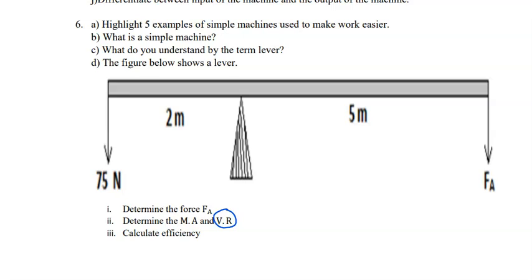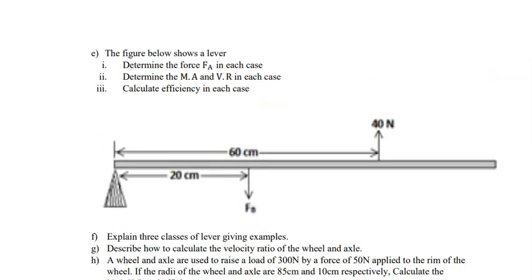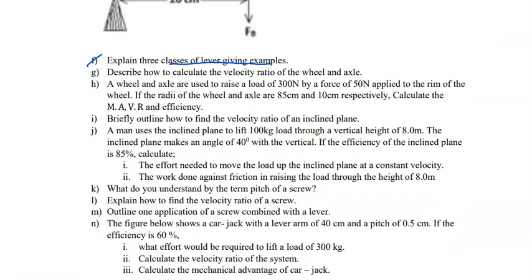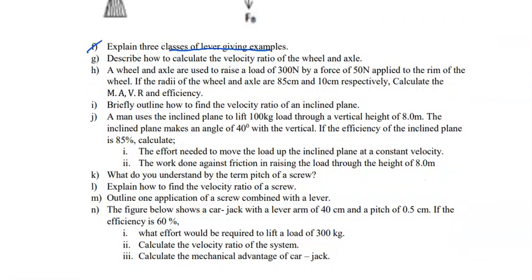It's done uniquely. For a lever, it's not the same as a pulley, is not the same as a hydraulic press. So each one of them, so you also need to know how to differentiate the 3 classes of lever. Then you also describe how to locate the velocity ratio of a wheel and axle. Just like I've said, they are done uniquely.